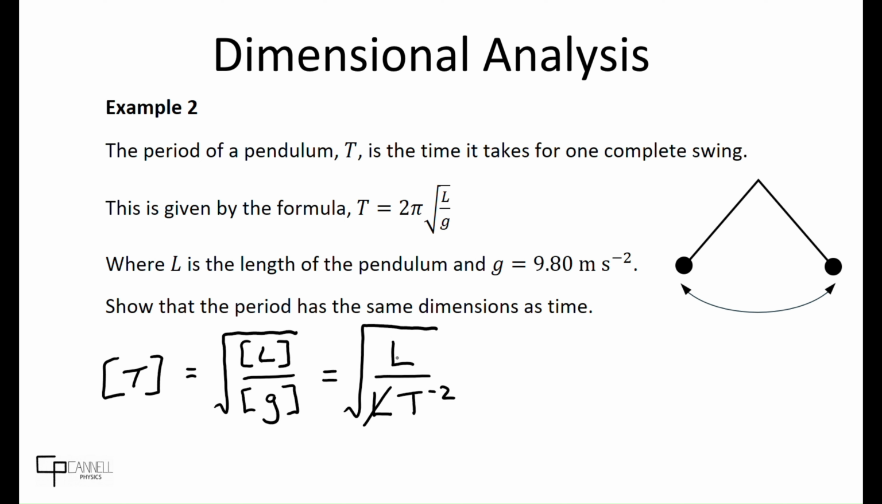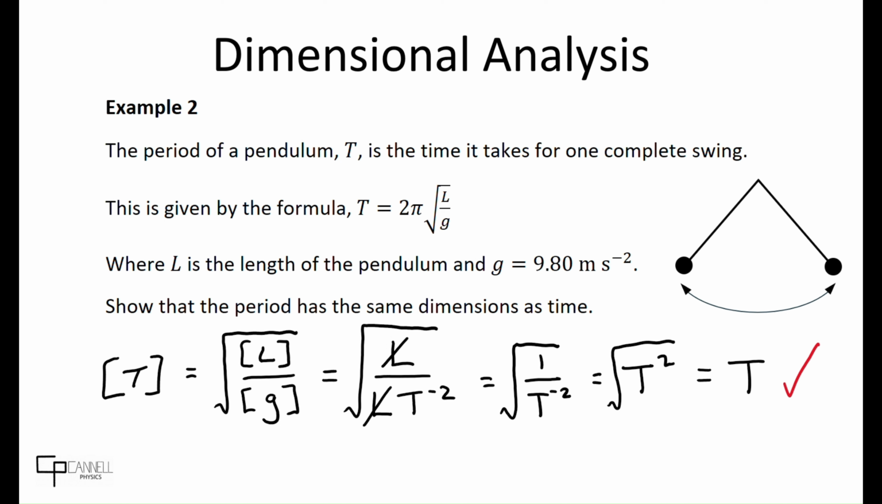Now the length dimension cancels, which simplifies to 1 over T to the power of -2, and bringing T to the power of -2 to the top, that becomes T squared. Don't forget that square root, and that is just T. The square root of a square is just the original value. So as required, the dimensions of period are the same as time.